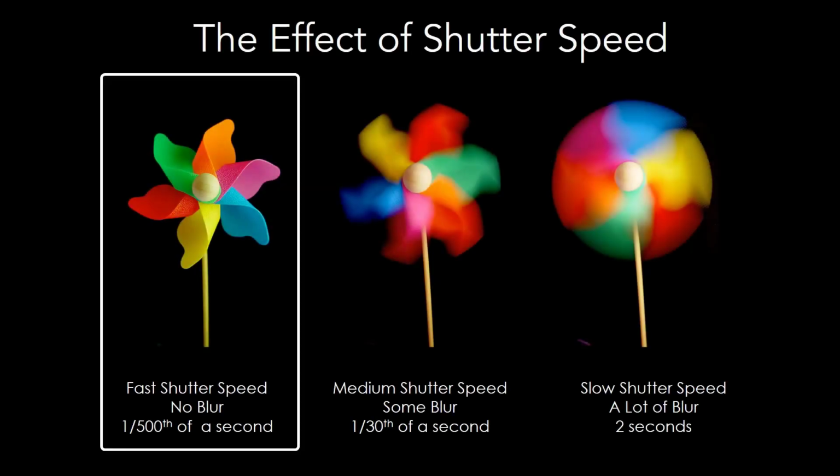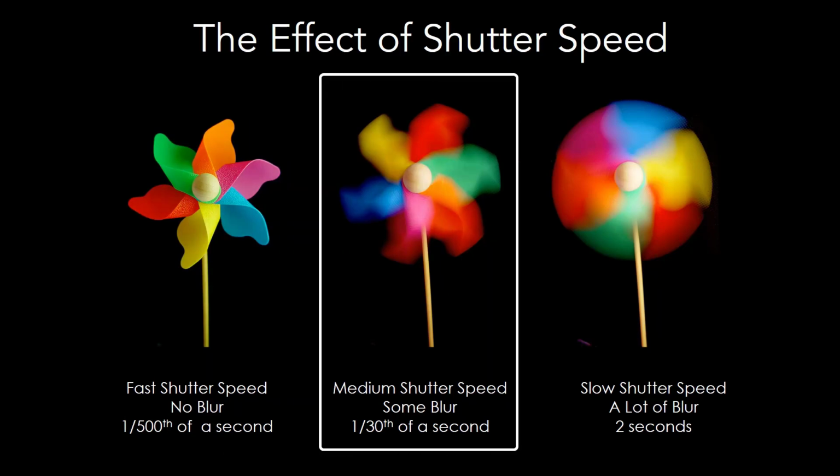In this example, the pinwheel on the left looks frozen without any blurriness because a very fast shutter speed has been used, something like a 500th of a second. And this only momentarily let the shutter open and let light come in to expose that image. In the second image, a slower shutter speed was used. The shutter stayed open for a longer amount of time and allowed the pinwheel to turn past its initial frame, leaving some blurriness in the photograph.